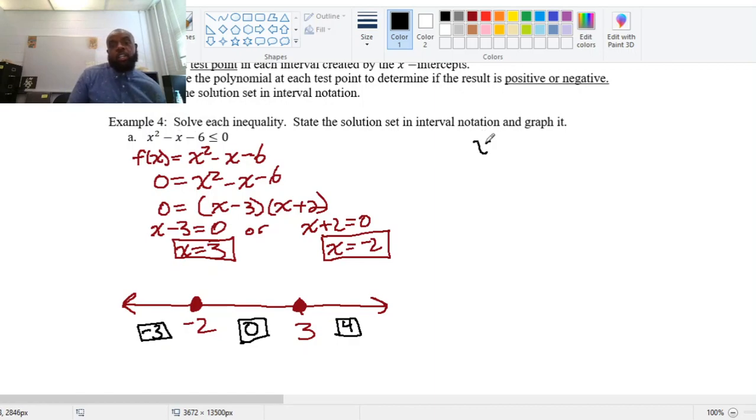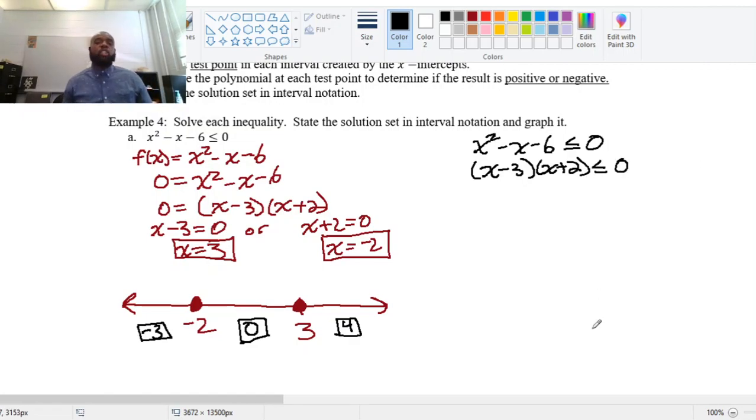Okay, so I have this inequality here, and this inequality is actually the exact same thing as this right here. And so what I can do is plug negative 3 into this inequality. The reason I'm doing this is because I don't have a calculator, and this allows me to quickly plug things in and see if I get a positive or negative result. For instance, in this x minus 3, if I plug in negative 3, this first parenthesis is going to be negative 6, or it's going to be a negative value. That's all I care about.